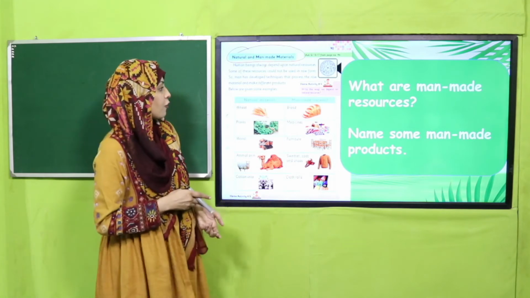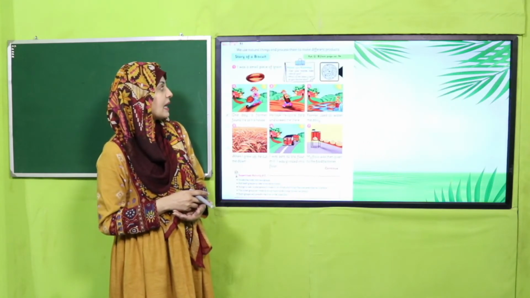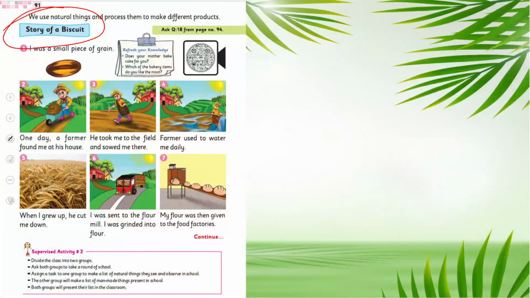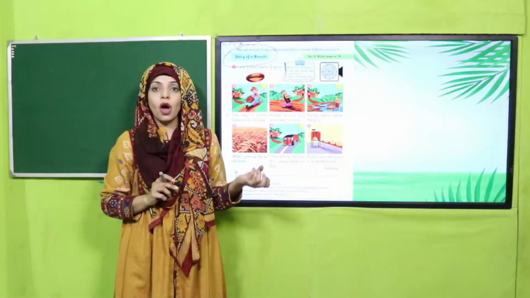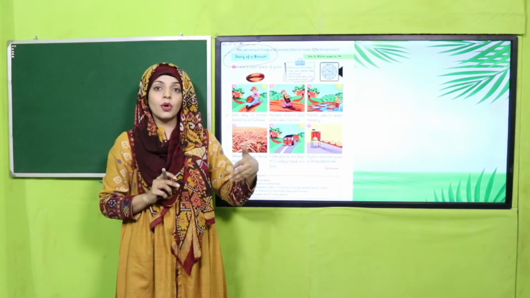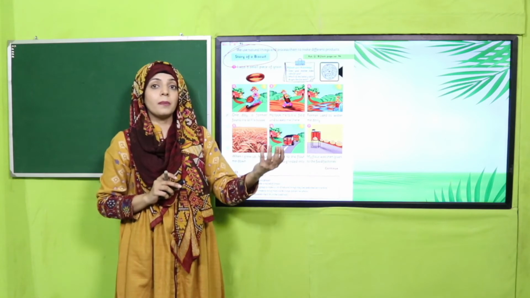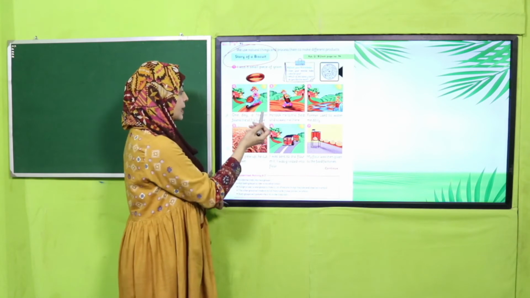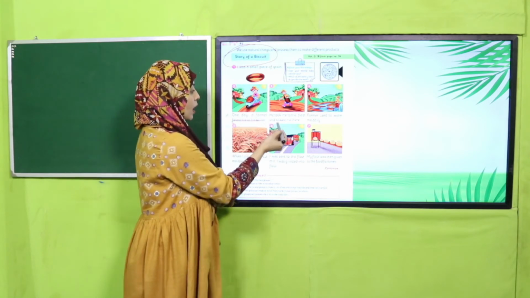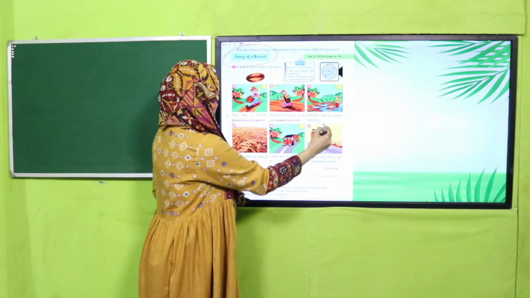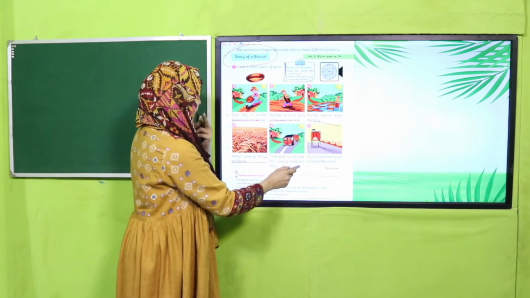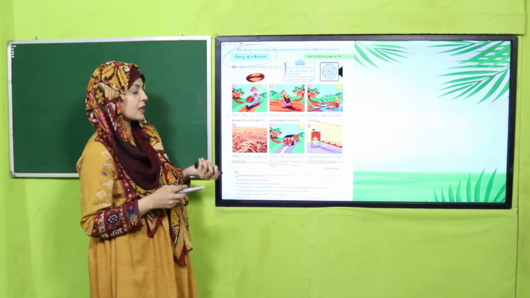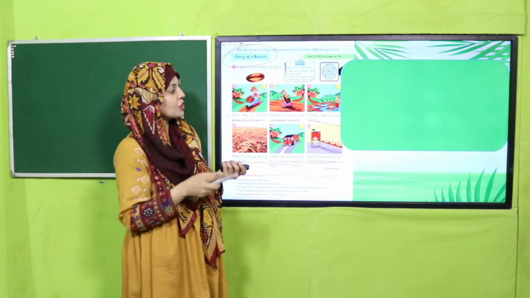Okay, from here we will move forward towards page number 91. On this page we studied the story of the biscuit, how the farmer grows the crops and then it is processed and you make biscuits out of it. So the farmer sows the seeds, then he waters it, and then the crop grows, he cuts it, then it goes to the mill, and from there the food is processed. Okay, now you have to answer a few questions.